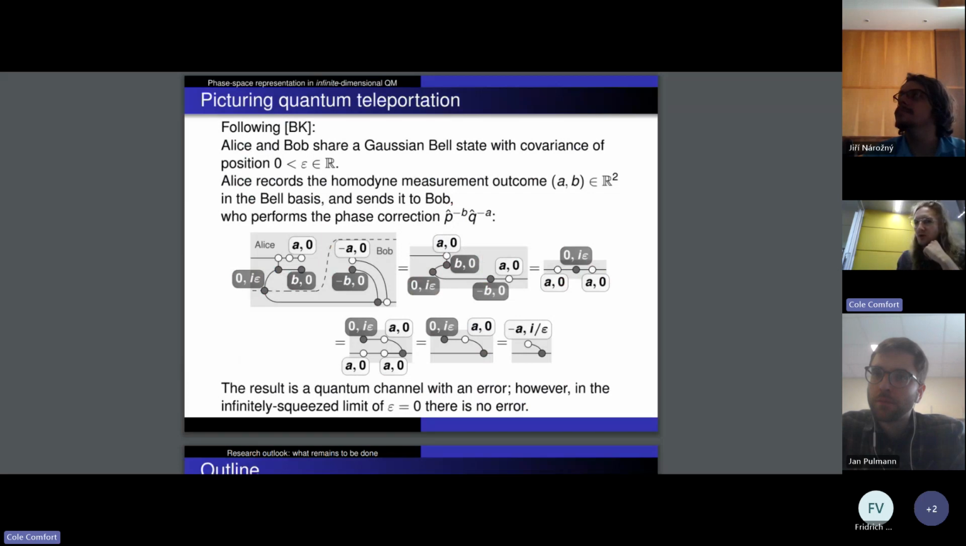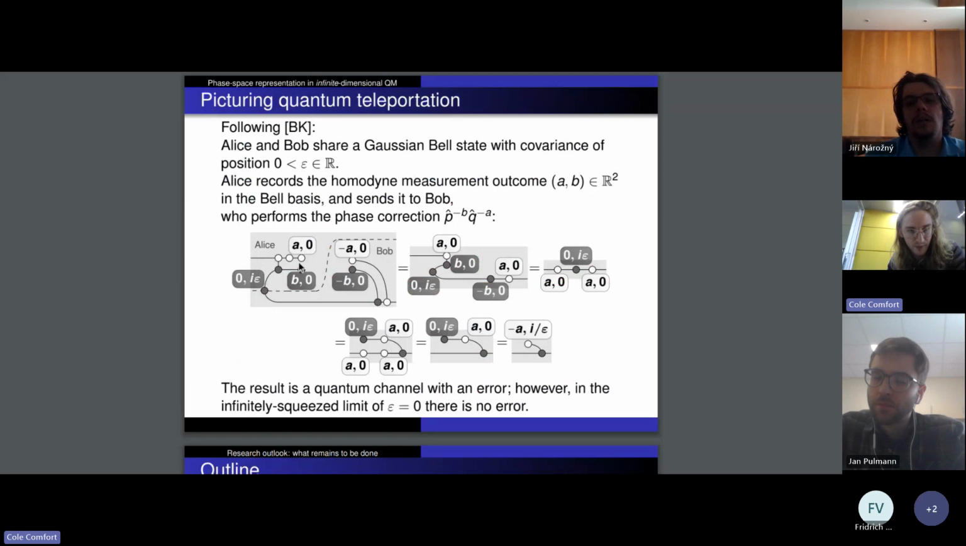And now Alice and Bob, they share a Bell state, which in finite dimensions, you draw like a cap. But here in our phase space semantics, we can represent that, but it has no physical interpretation. So what we do is we take a Bell state and we perform convolution by some Gaussian noise. So Alice and Bob share this Bell state here, which I'm circling.